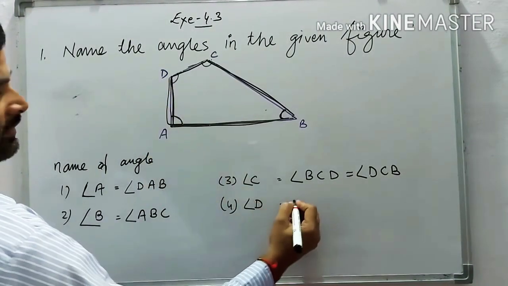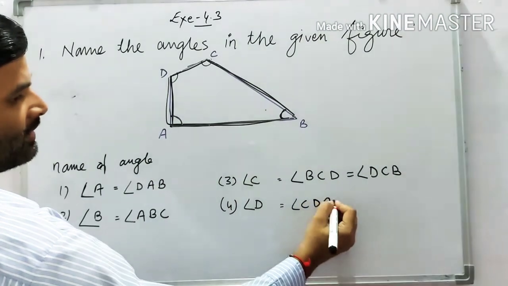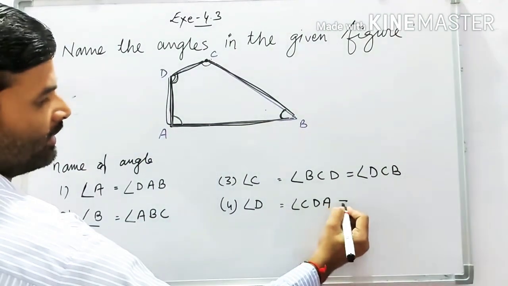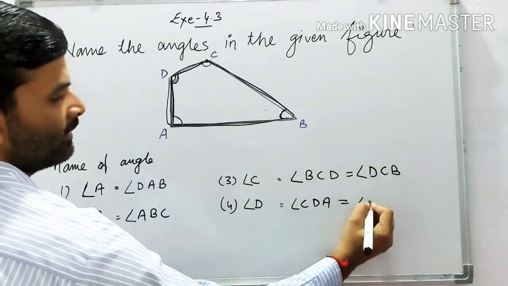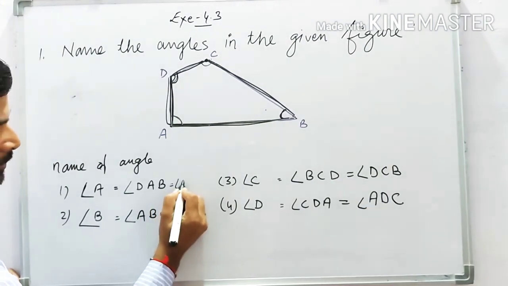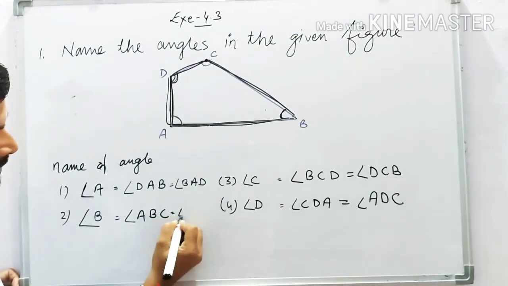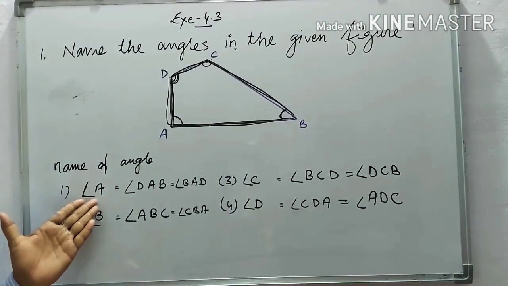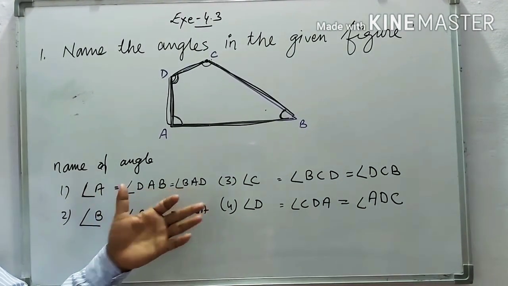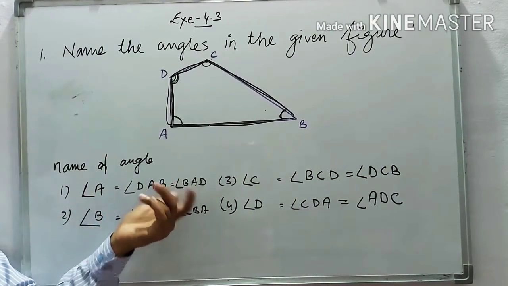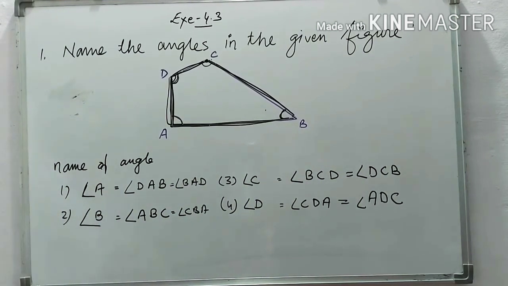And angle D is angle CDA, or you can write angle ADC. Similarly, no problem, this is angle BAD and angle CBA. There are three common names for angle A: angle A, angle DAB and angle BAD are the same. You write angle A; DAB is a right answer and BAD is a right answer, but write all three answers because in future it will help you write the name of the angle.